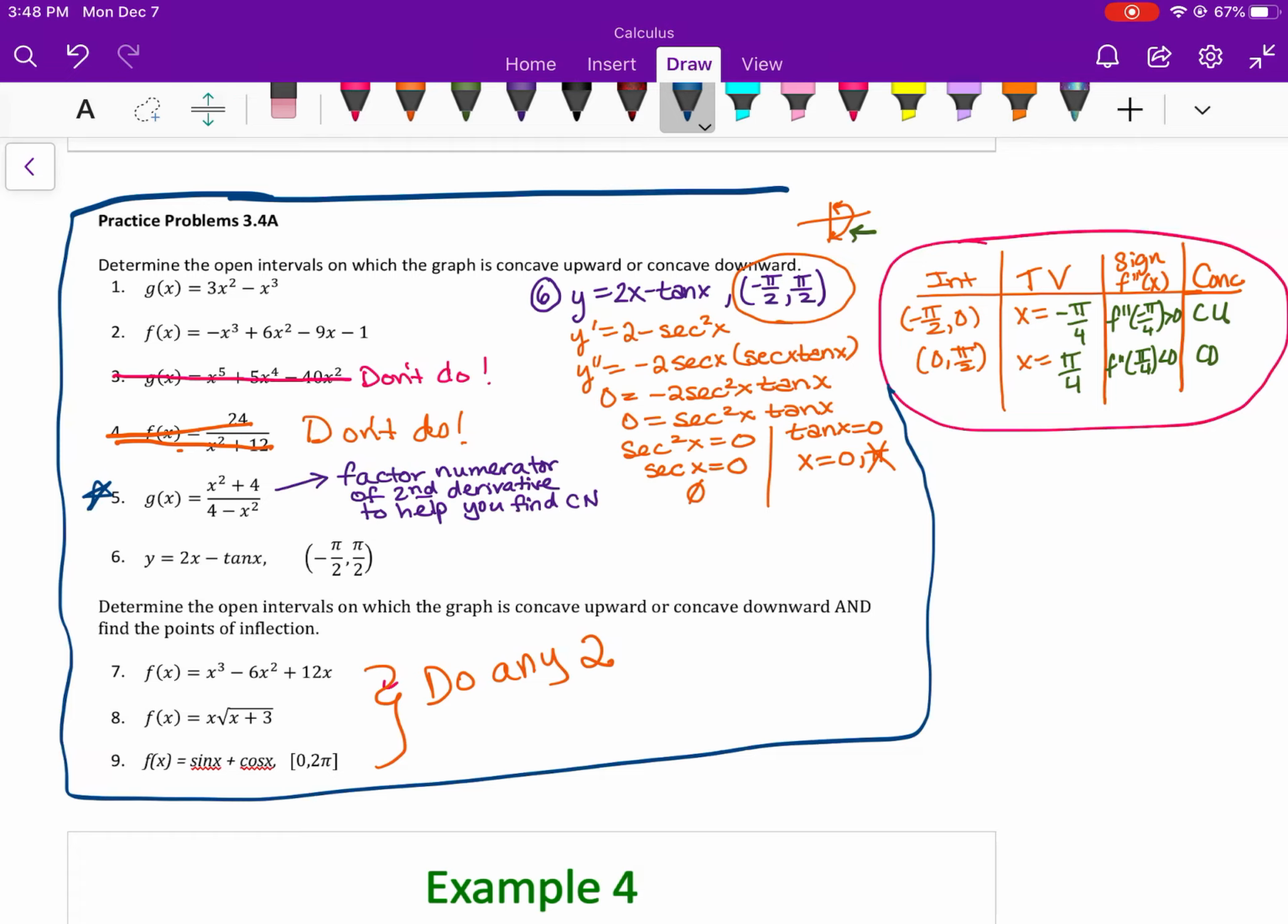So you're required to do 1, 2, 5, try 6 again, check your work there, and then 7, 8, and 9, you have to do any 2 of them.